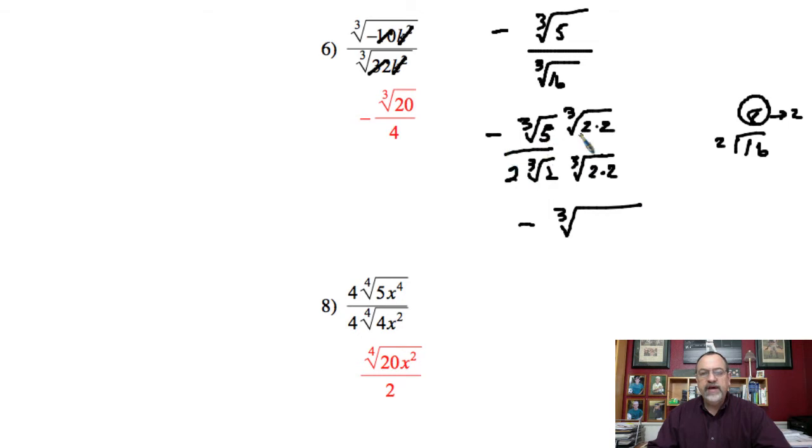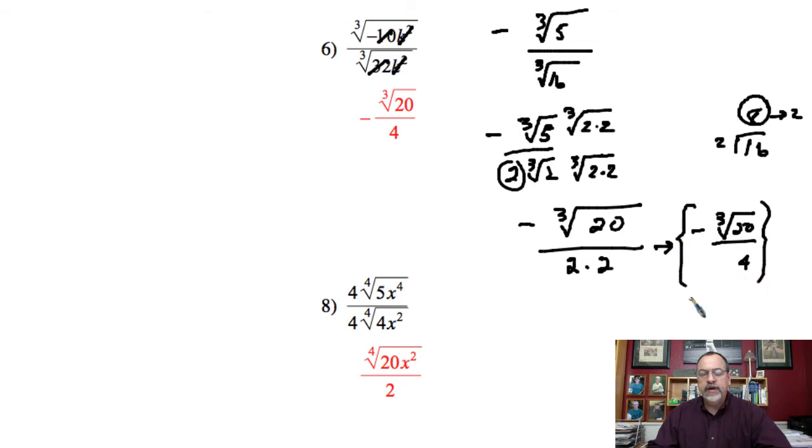the cube root of 5 times 2 times 2, which is 20. Now I already have this 2 outside, and now I have 3 twos under my radical, so those are going to come out as 1 because I have 3 of them. So then I'm going to have negative cube root of 20 over 2 times 2, which is 4. So this would be the rationalized version and divided.